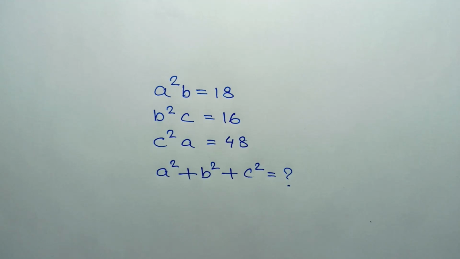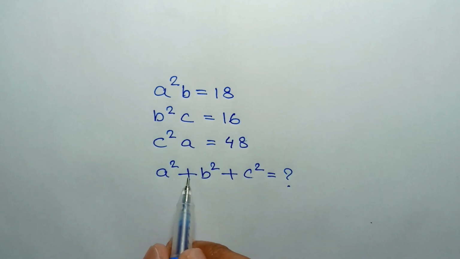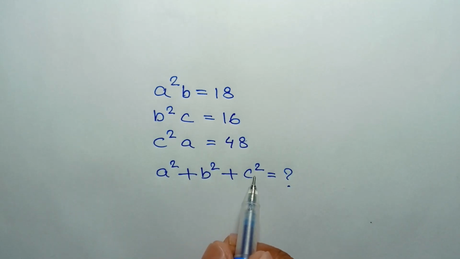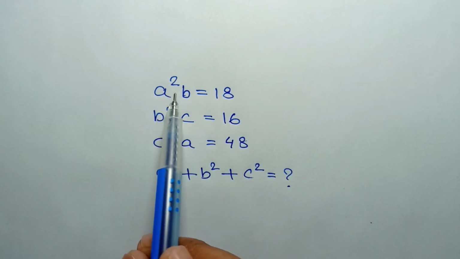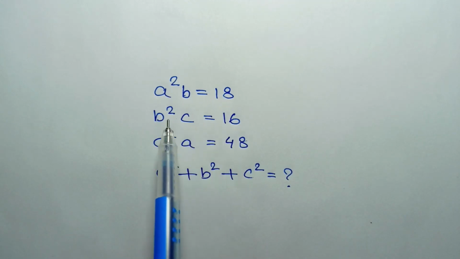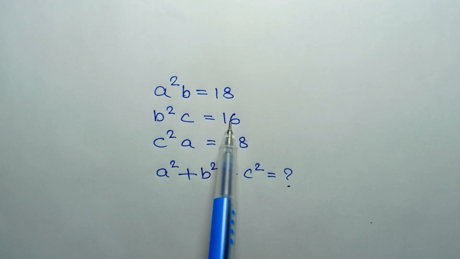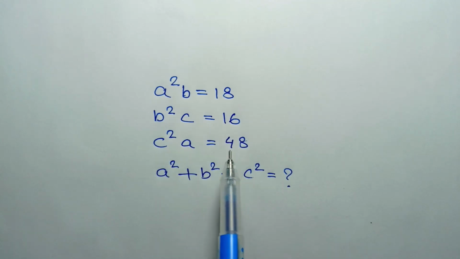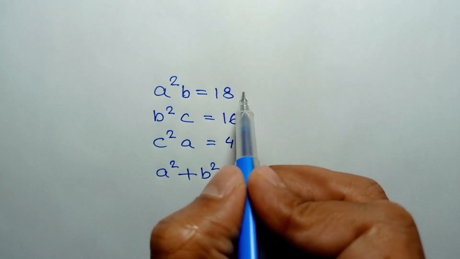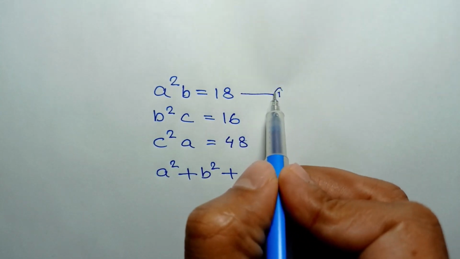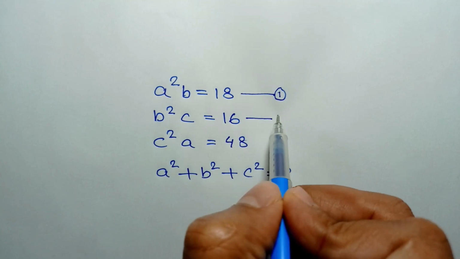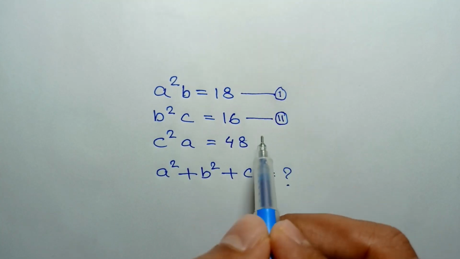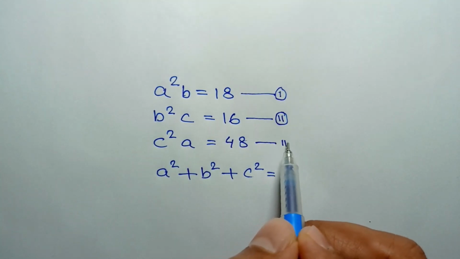Hi everyone, in this video I am going to show how to find the value of a square plus b square plus c square, where a square b is equal to 18, b square c is equal to 16 and c square a is equal to 48. Let's call them equation number 1, equation number 2 and equation number 3.